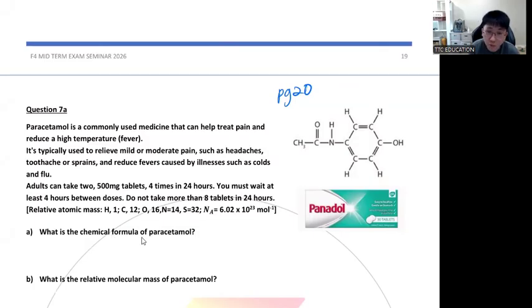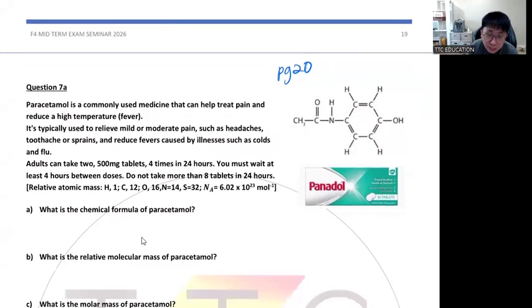Guys, what is chemical formula? Chemical formula is like CuO, MgO, Mg, oxygen gas. So okay, basically chemical formula is a symbol. So guys, how you know the symbol? The teacher, how I know? They give you the picture, ma. Use the picture lah. So technically, guys, you just have to count how many C, how many H, how many O, and then write down.